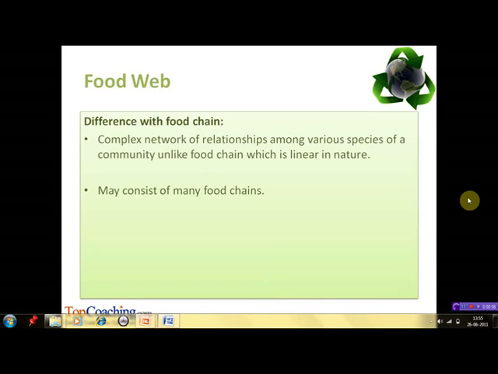Since the concept of food web may appear very similar to that of the food chain to you, let us first clearly summarize the difference between the two. Unlike food chains, which follow a very linear path of transfer of organic material or energy, food webs depict a complex network of relationships among the various species of a community and illustrate all the possible pathways. Therefore, a food web may consist of many food chains.